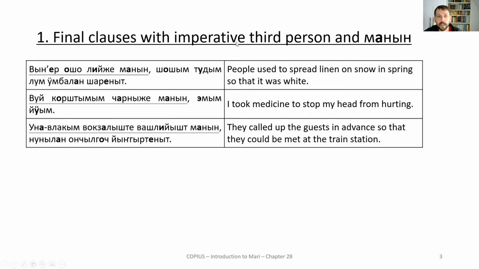Like Schoschen tudem lum imbalan sharenet. In spring, it, and we're talking about linen, was spread on snow. And why was it spread on snow? So that with mannen, lige, it would be the linen white. We spread it on the snow so that it would be white.